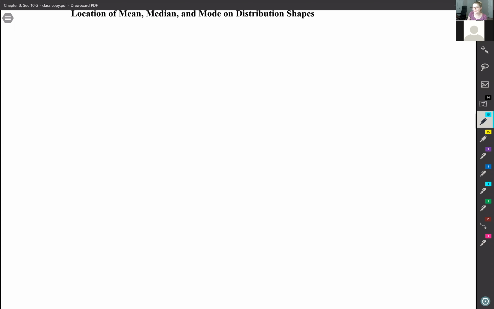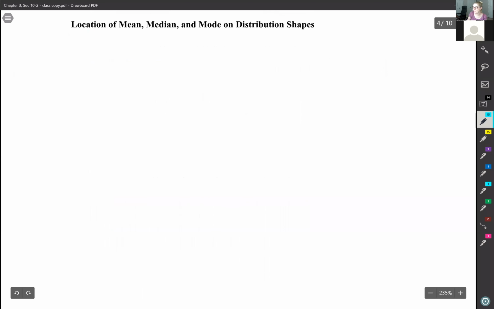All right, this probably feels like a long section. I mean, it feels like a long section to me. So we are finally on the last part of section 3.1, and it is the location of mean, median, and mode on different distribution shapes.